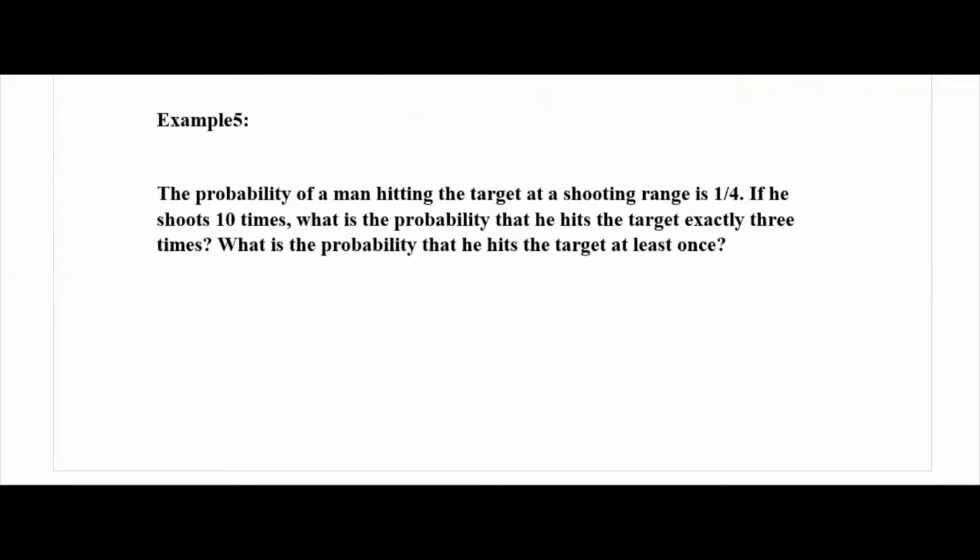Okay, will not worry. Next example: the probability of a man hitting the target at a shooting range is 1/4. We'll write p = 1/4. Here p will be 1/4. Okay, so the probability of hitting is very low. It's not 50%, it's only 25%. And how many times are you firing? 10 times. It might not hit even once.